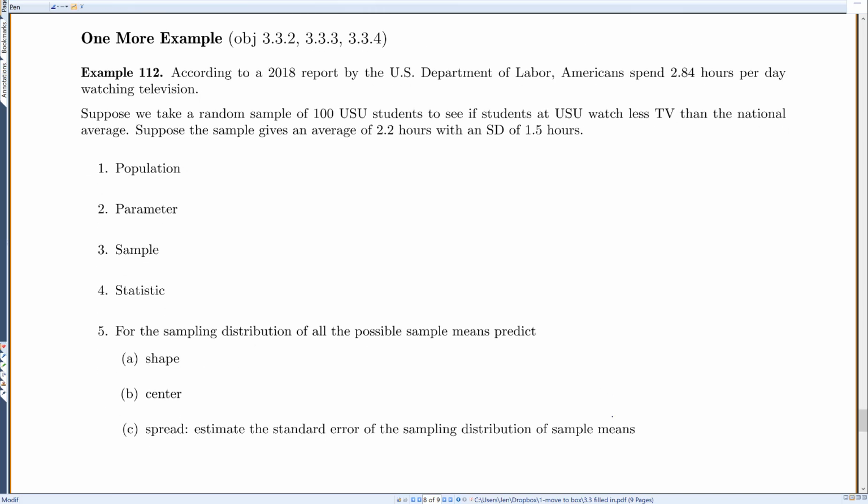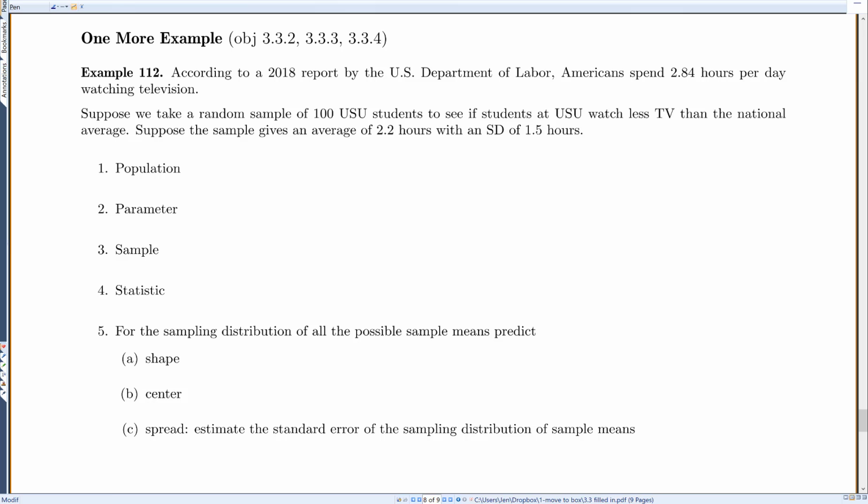Okay. One more example. According to a 2018 report by the U.S. Department of Labor, Americans spend 2.84 hours per day watching television. Suppose we take a random sample of 100 USU students to see if students at USU watch less TV than the national average. Suppose the sample gives us an average of 2.2 hours and an SD of 1.5 hours.